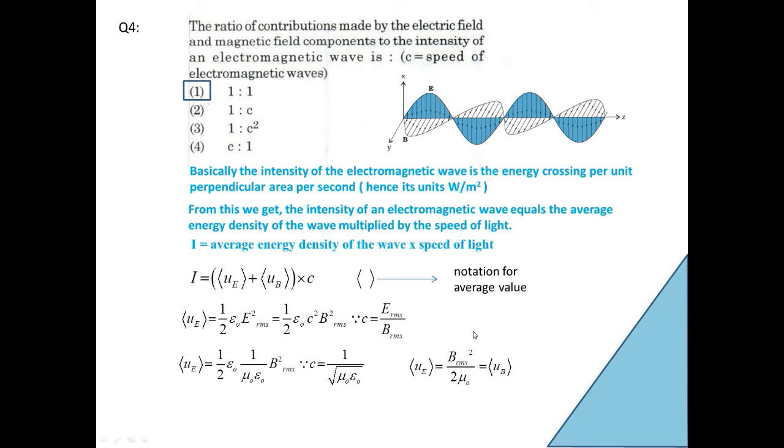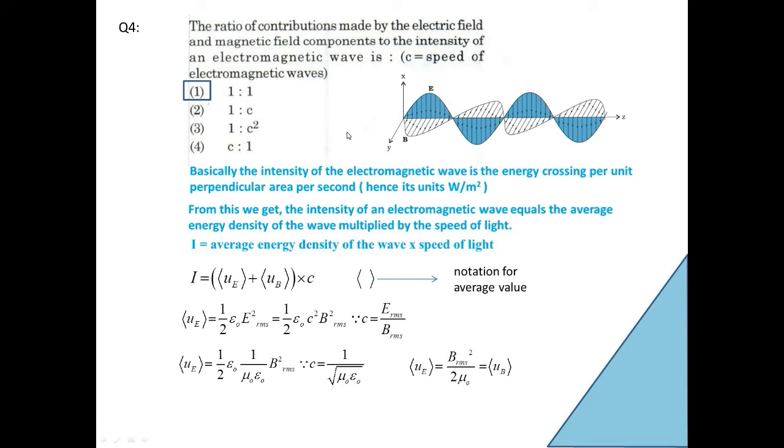So we are proving that the average energy density of the electric field is the same as the average energy density of the magnetic field, magnitude wise. Therefore, whatever is contributed by this is also contributed by this, because they are equal. So the contributions of the electric field and magnetic field to the intensity of the electromagnetic wave are equal, so you can say 1:1.